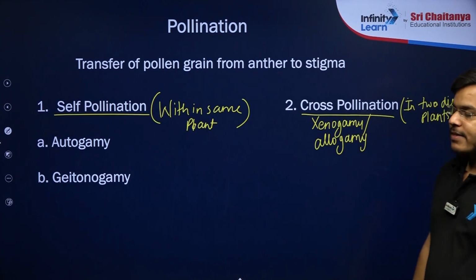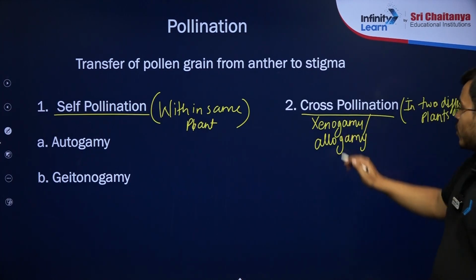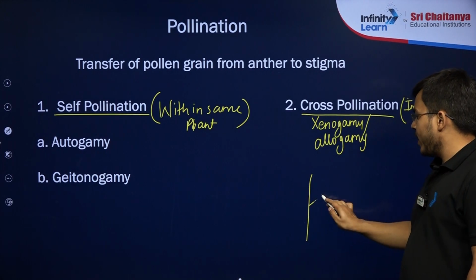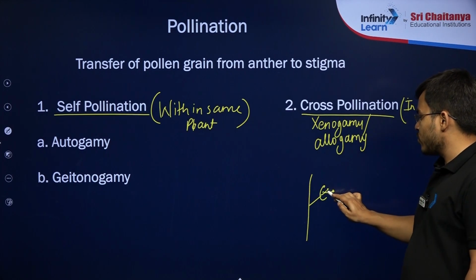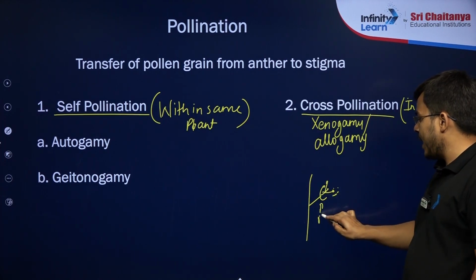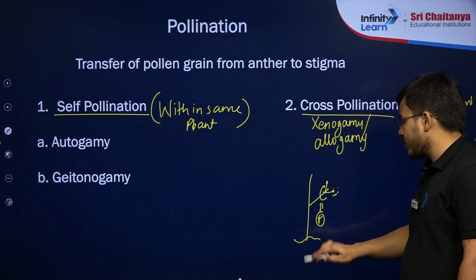Now how it happens, let's understand. So students, we talk about cross-pollination. This is going to be one plant, and these are the anthers of this plant. This is the flower, and this is one plant.